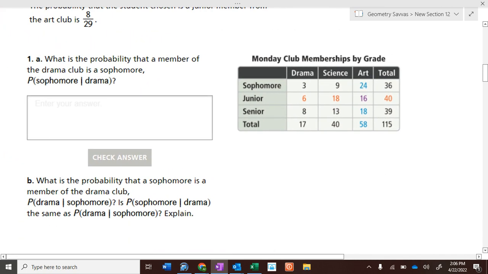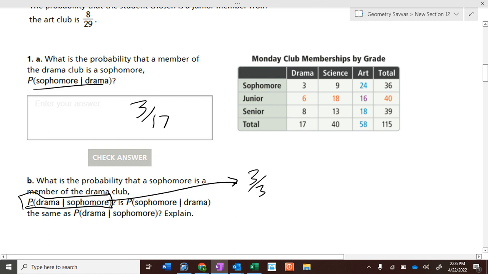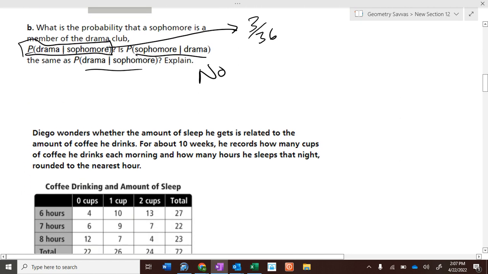So, what's the probability that they're a sophomore given that they're in the drama club? 3 over 17. What's the probability, given that they're a sophomore, that they're in the drama club? 3 out of 36. Are the sophomore in drama and the drama sophomore the same? No, they are not the same.